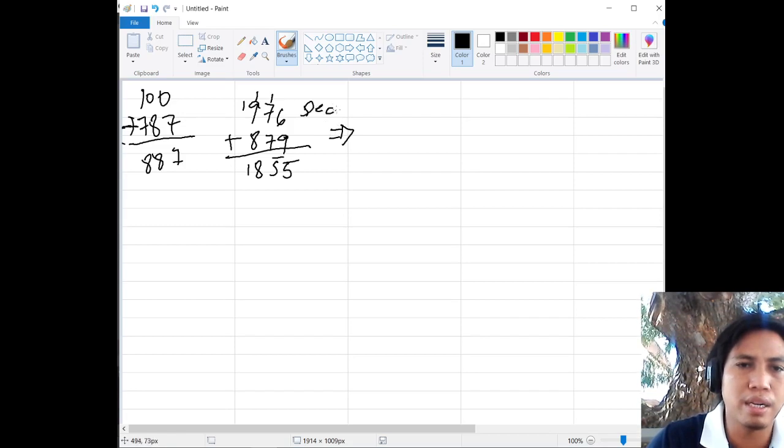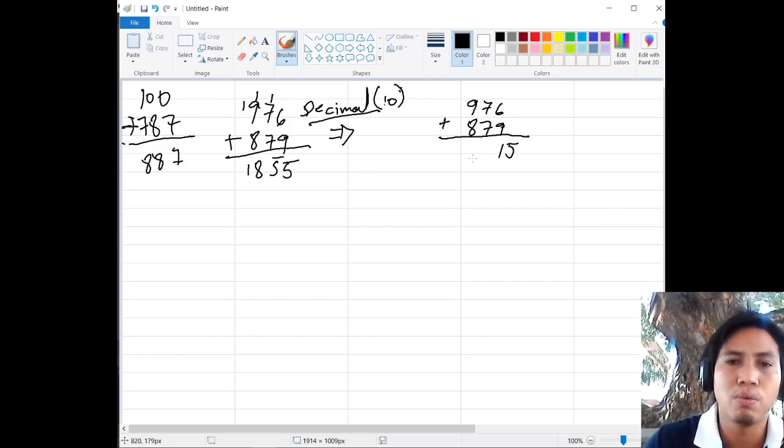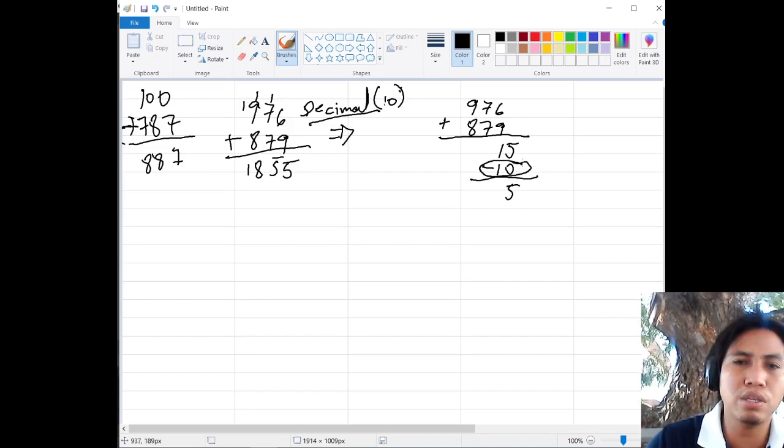Because this is a decimal, take note, a decimal which is in the base of 10. The actual solution of this addition is, let's say, 976 plus 879. This is actually 6 plus 9, that is actually 15. But take note, in decimal, we don't have a digit of 15. So, what should we do? Subtract our base, which is 10. So, we subtract 10, that would become 5. And the subtracted unit will be carried out as 1.